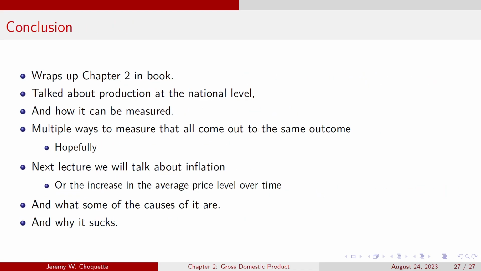So let's wrap up. We're done with chapter two in the book now, which is awesome. We talked about production at the national level, how it can be measured, multiple ways to measure that all come out to the same outcome, at least hopefully. And then, of course, what wasn't included in GDP. So that's all of chapter two. In the next lecture, we're going to talk about inflation, which is the increase in the average price level over time. We're going to talk about some of the causes and effects of it, and then why it sucks.